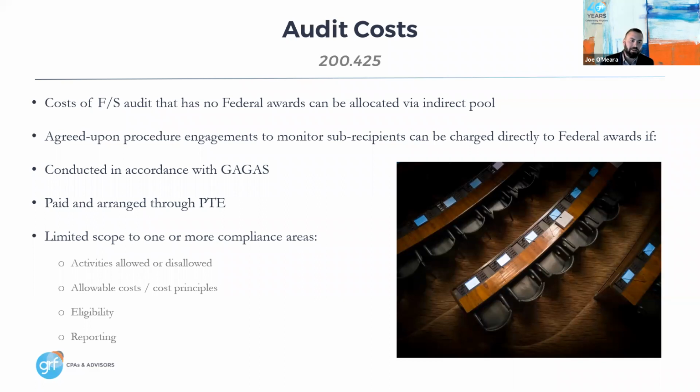Then they really want you to limit the scope to one or more compliance areas. Really focus on allowable costs or activities, disallowed costs, eligibility, and reporting, making sure what the subrecipient is reporting up to the pass-through entity is based on fair and accurate data and information.